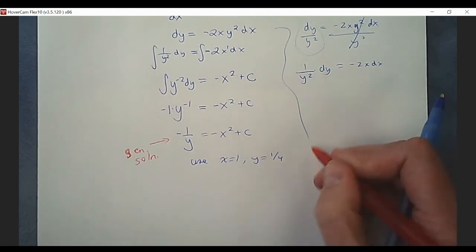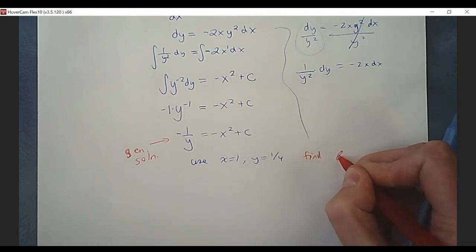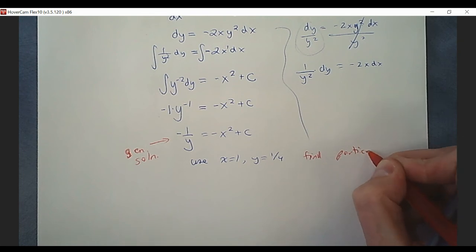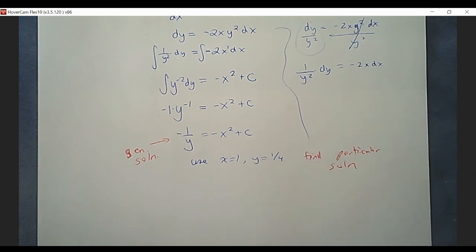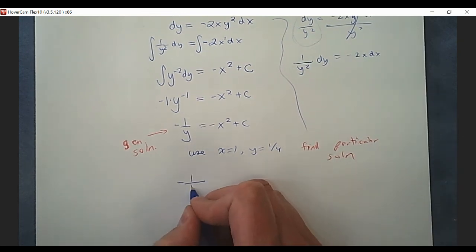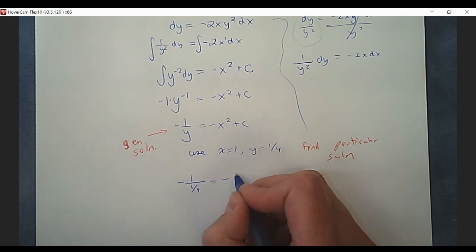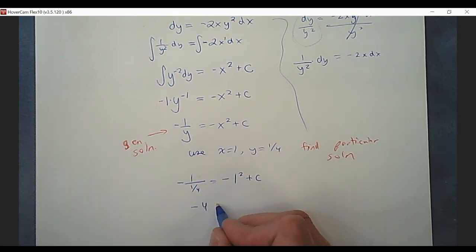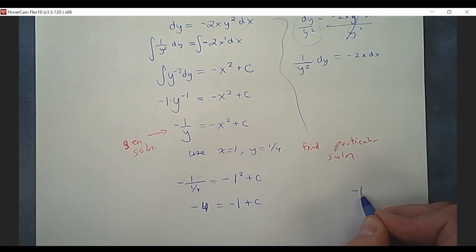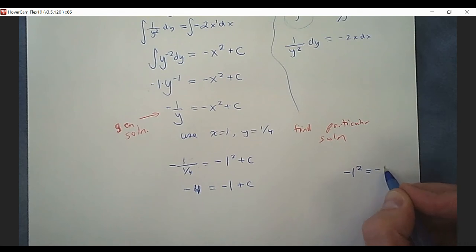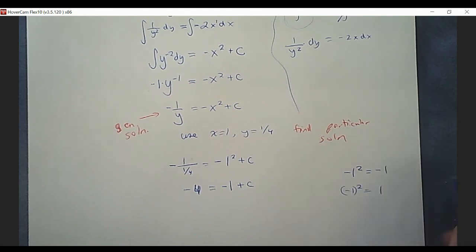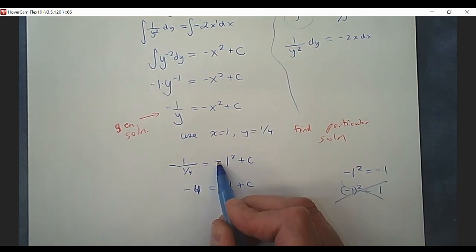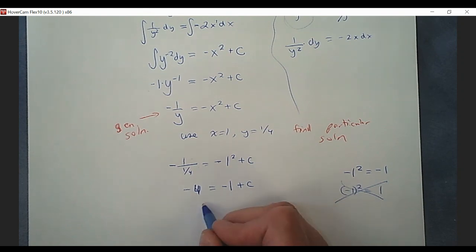So now we're going to go ahead and find the particular solution, and that means we're solving for c. So I'm going to have negative 1 over 1/4 equals opposite of 1 squared plus c. This becomes negative 4, because if you same change flip it, you get negative 4. This is going to stay negative 1 plus c. This is opposite of 1 squared. That is negative 1. If it were negative 1 being squared, that would be 1. That's not what we have. The negative's out front. And then when we move the 1 over, we're going to get c equals negative 3.